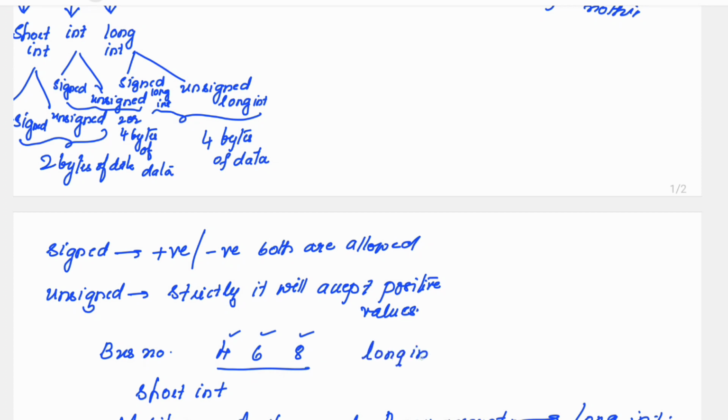it will always reserve 4 bytes in the memory. But what are you doing? You are simply giving the values 4, 6 and 8, for which only 2 bytes are sufficient. That means once you declare long int, 4 bytes get reserved in the memory, but only 2 bytes are used. So the remaining 2 bytes are wasted. So this is how you have to decide when to use the int, when to use the short int, and when to use the long int.